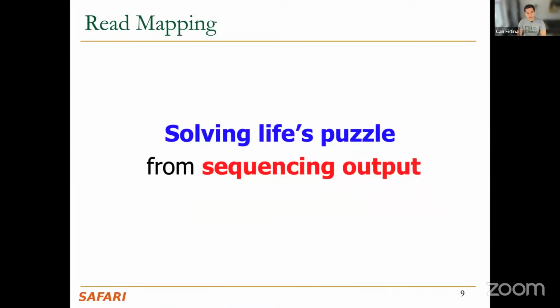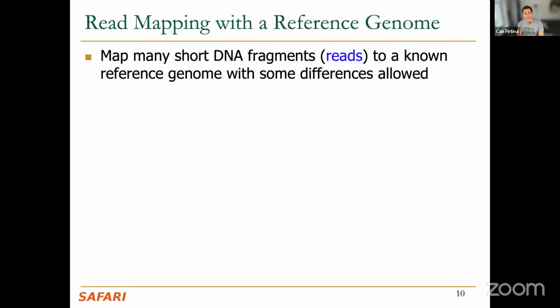So the read mapping, in general terms, the goal is to solve life's puzzle from sequencing output. We're not really solving the real puzzle from pictures, but we're trying to solve life's puzzle, which is DNA or RNA. There are essentially two main ways to perform read mapping, but the most common way is to map the reads to a reference genome.